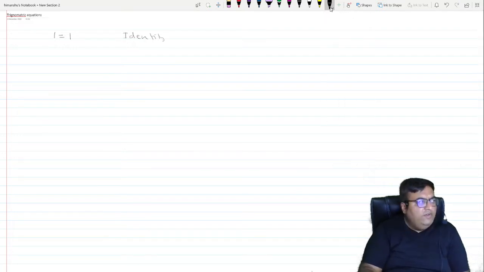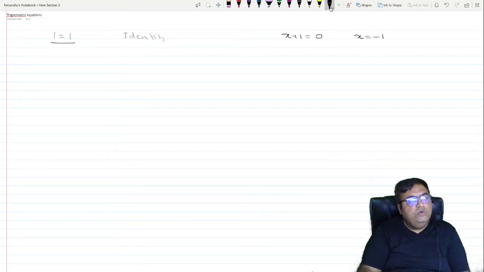Why? Because whatever value of x you put, it will be 1 equals 1. But if I say x plus 1 equals 0, this is not an identity. This is an equation, because LHS will be equal to RHS only whenever x equals minus 1. So this is the root of the equation.